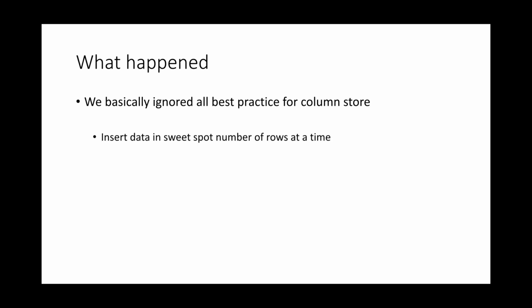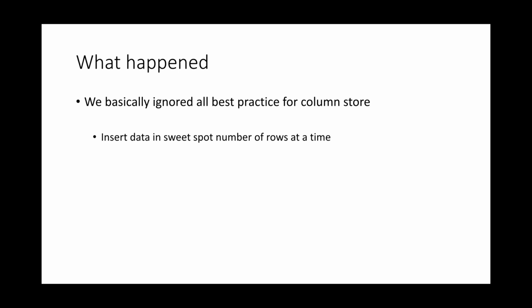So what happened? We basically ignored all best practices for Columnstore because we're SQL Server veterans, so why should we read documentation before doing anything? We just created the table the way we would have done any row store table, inserted the data the same way we would have done in a row store, and we got the response from SQL for it. It just didn't work. So what did we have to change?